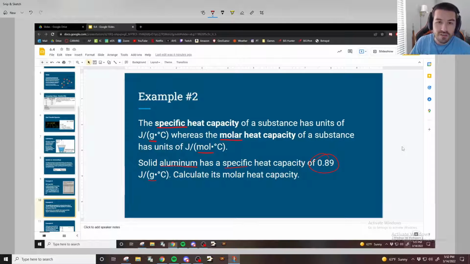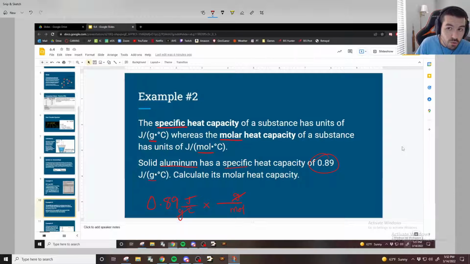You just have to pay attention to where the units are. Take a look at the value of the heat capacity here: 0.89 joules per gram degree Celsius. If I multiply by grams over moles, that's going to cause grams to cancel.